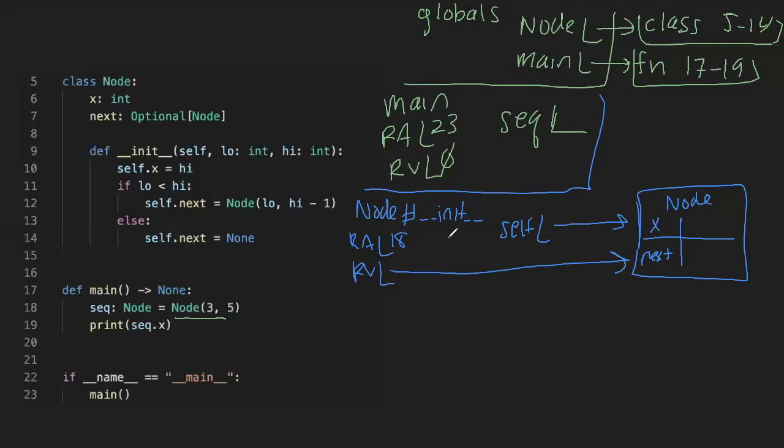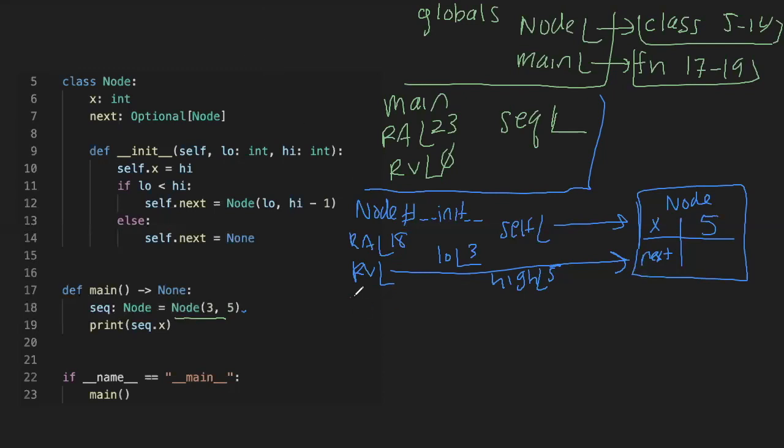And we had 2 parameters. We had low, sorry, I had this little bad spacing. So low was 3 and high was 5. And that came from what we sent in on line 18. So on line 10, we say self.x, we want to assign that to be the value of whatever high is, which is 5. And then if low is less than high, which it is in this case, we want to assign self.next to be the result of creating a new node. So we're calling the node constructor again.